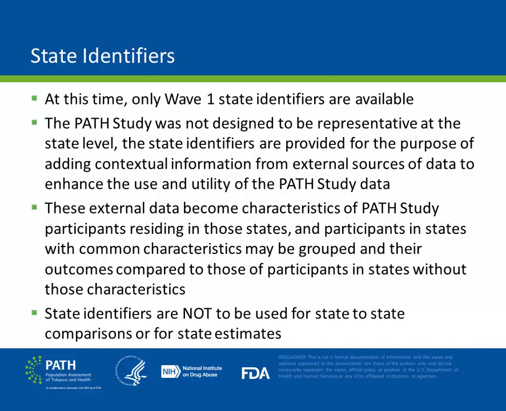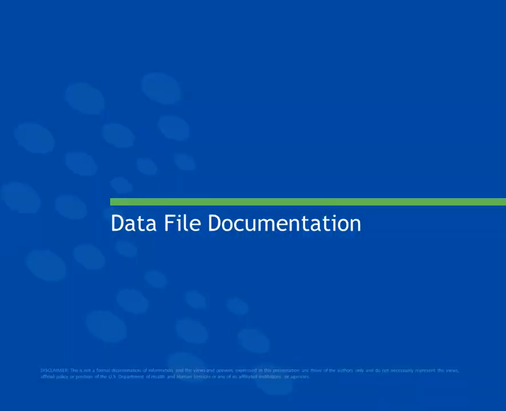These external data become characteristics of PATH study participants residing in those states and participants in states with common characteristics may be grouped and their outcomes compared to those of participants in states without those characteristics. State identifiers are not to be used for state-to-state comparison or to produce state-specific estimates.